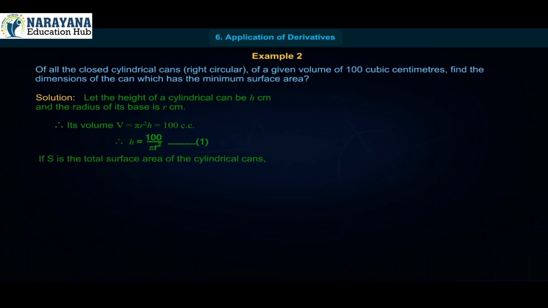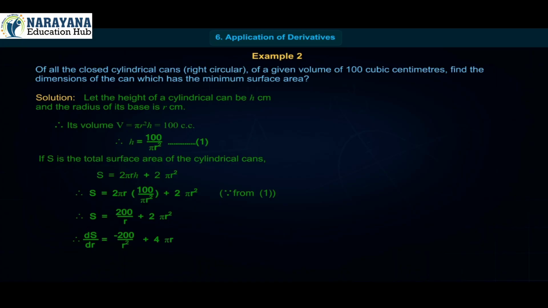If S is the total surface area of the cylindrical can, S is equal to 2πRH plus 2πR². Therefore, S is equal to 2πR into 100 upon πR² plus 2πR², because of equation 1. Therefore, S is equal to 200 upon R plus 2πR².